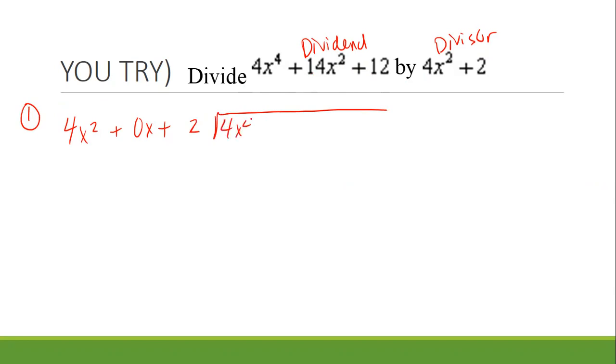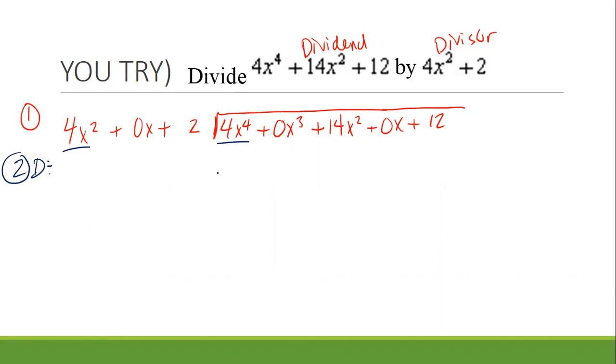So we have 4x to the 4th plus 0x cubed plus 14x squared plus 0x plus 12. So I was missing terms in each one. Fill those terms in. Step 2 is where I begin everything. So I'm going to start with my dividing. So I divide the first term of each dividend and divisor. So 4x to the 4th divided by 4x squared is just x squared.